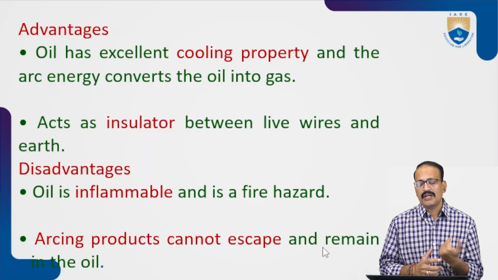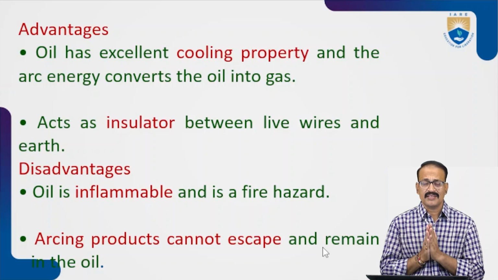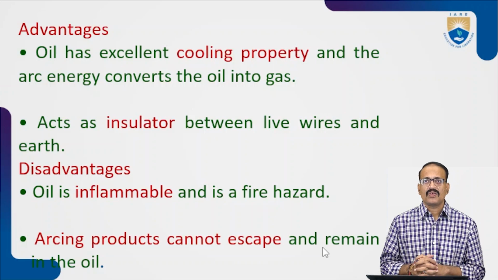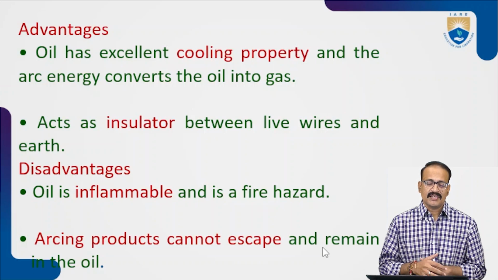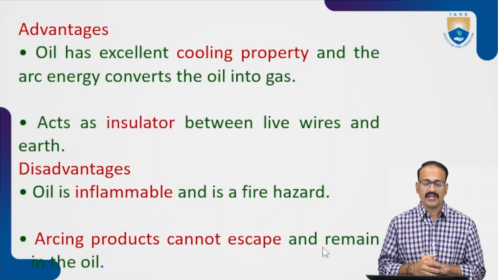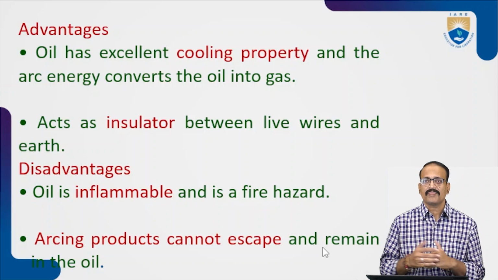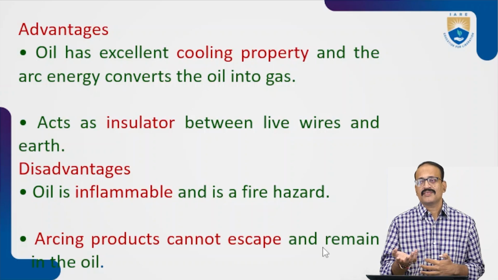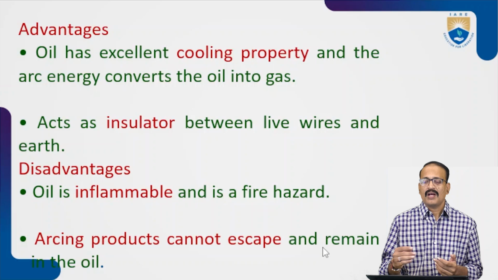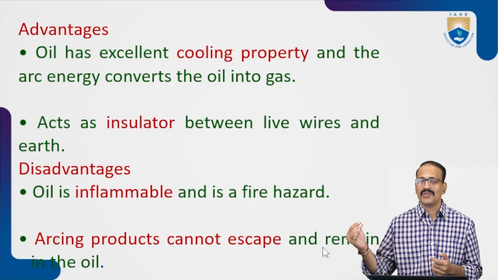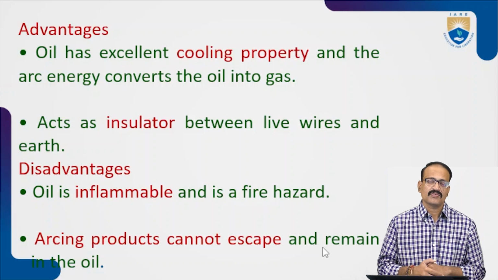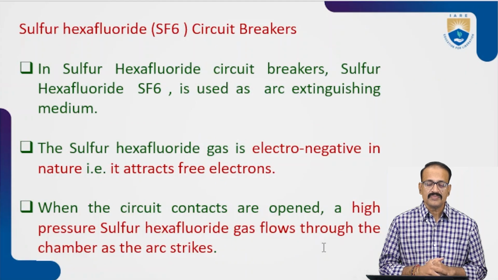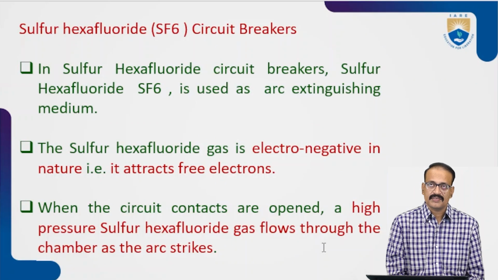When you come to the advantages, the main advantage is that it has very good cooling property, and it also acts as insulation between the circuit and the earth. The disadvantages are that oil is inflammable and arcing products cannot escape; they are present there only. And whenever another turbulence occurs, the same arcing products may come nearer to the contacts and may cause restriking. That is the disadvantage when you compare it with other types of circuit breakers.